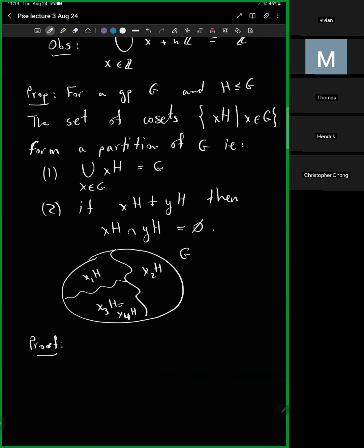Okay, so why first? Why is the union of all xH equal to G? Well, if x is in G, then in particular x is equal to x times e, and e is in H, so x must be an element in xH. So since this is true for any element x, 1 is proven.